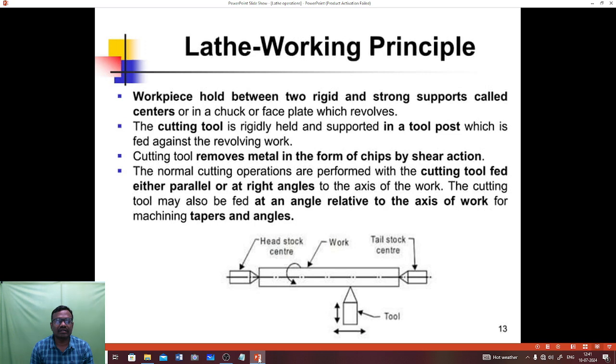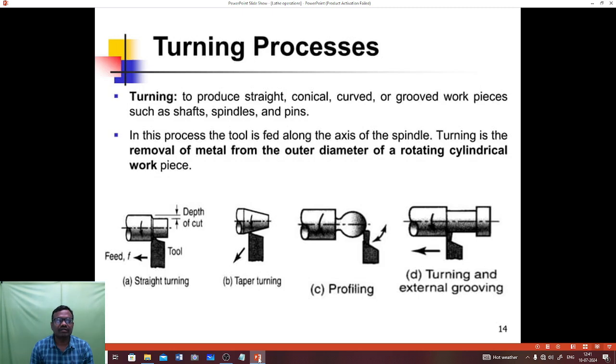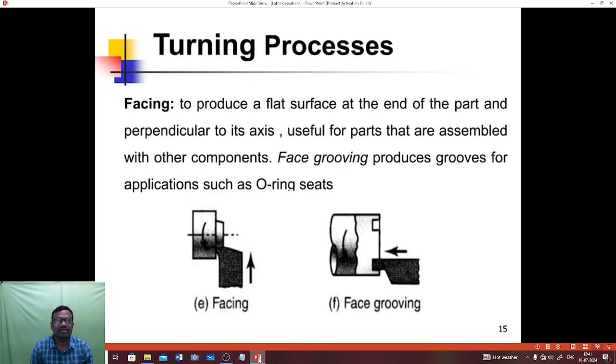Here, this diagram explains the cutting tool motion. Turning processes produce straight, conical, curved or grooved workpieces such as shafts, spindles and pins. In this process, the tool is fed along the axis of the spindle. Turning is the removal of metal from the outer diameter of a rotating cylindrical workpiece. These figures represent straight turning, taper turning, profiling, and turning and external grooving operations.